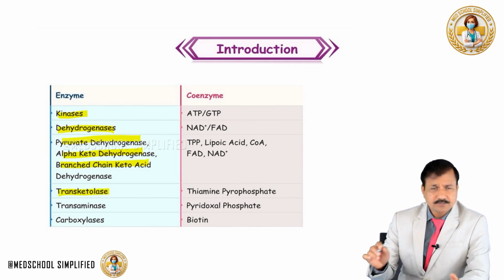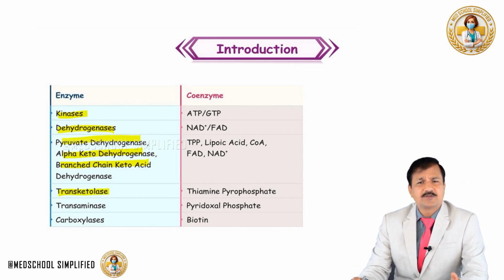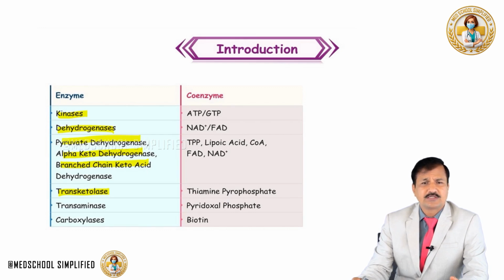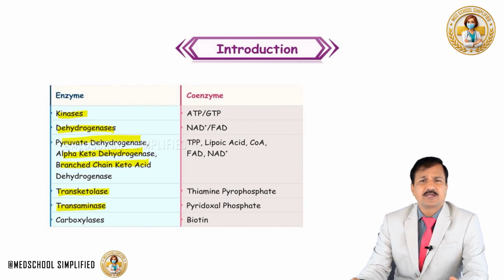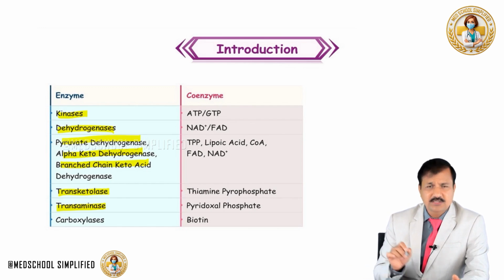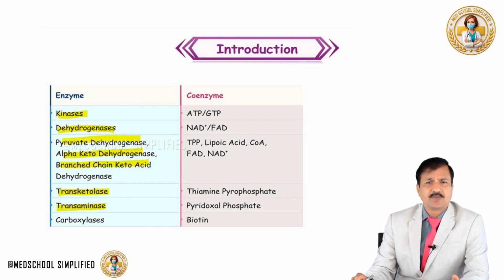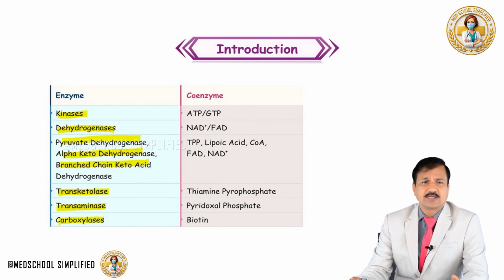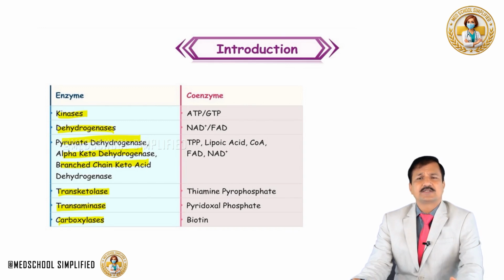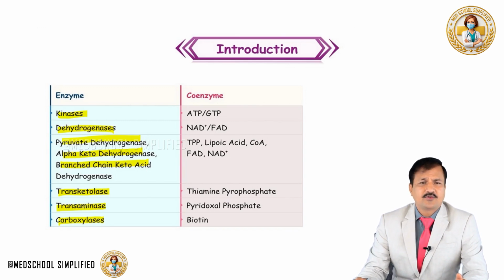Transketolase enzyme, which is there in the pentose phosphate pathway, needs thiamine pyrophosphate as the coenzyme. Transaminases, there are 17 transaminases, and all of these transaminases need pyridoxal phosphate as the coenzyme. Carboxylases need biotin as the coenzyme. Like this, we have a variety of coenzymes for different enzymatic reactions in our body.